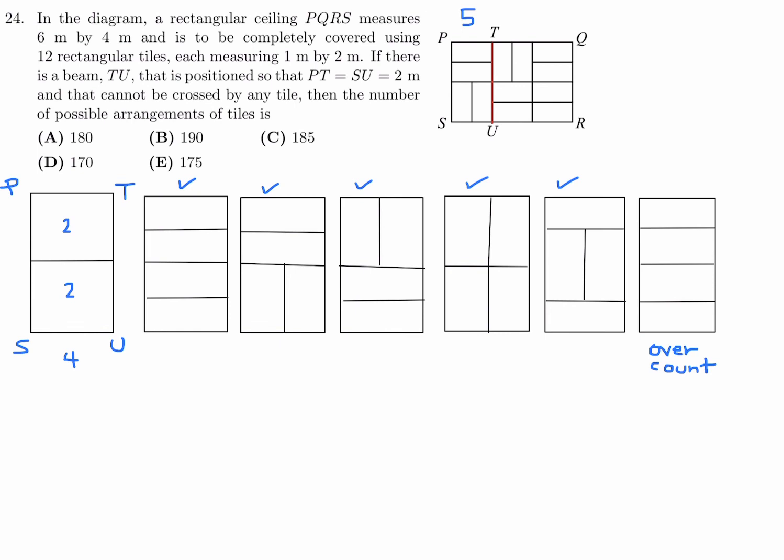different arrangements. Now I have to concentrate on this guy. How many? And whatever that number is, in the end I have to multiply that by 5. And that's why all the answer choices are multiples of 5, as you can see. Okay, so now we are going to move on to TQUR.